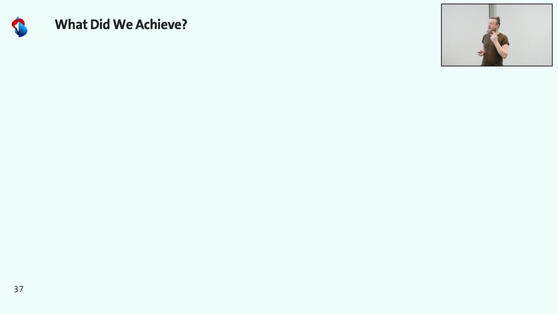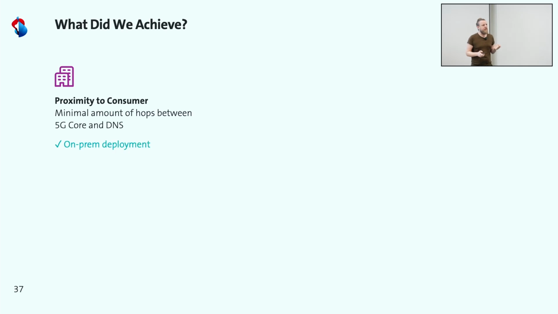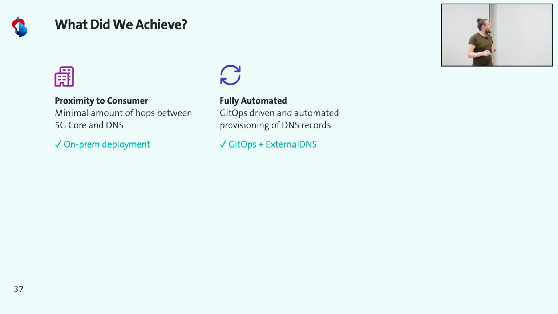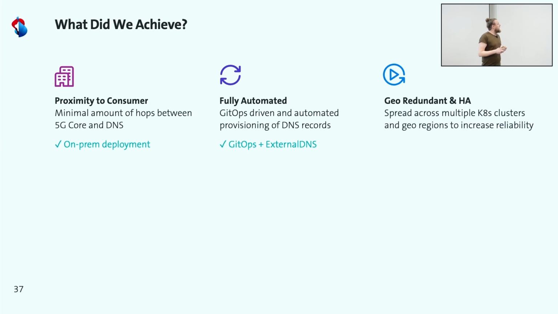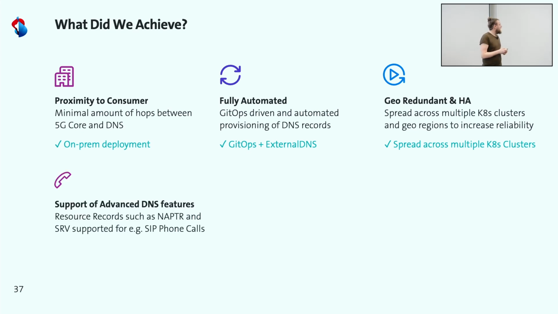On the other hand, what did we achieve? So going through the 6 requirements again, we see that proximity to consumer is solved by just the fact that it's an on-prem deployment, so we are as close as it gets. It's fully automated because we use GitOps and external DNS. We didn't showcase GitOps, but I think you get the picture on how this would work. Then it's geo-redundant, so we can run on many clusters. So how you place the clusters is basically up to you. We support the advanced resource record features by using these DNS endpoints. We can put anything that is supported by DNS in the end.